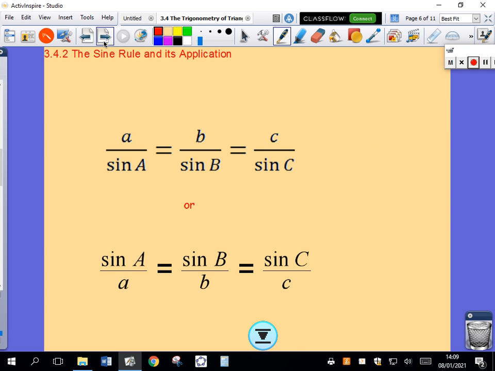Okay, and obviously if fractions are equal, then their reciprocals are equal, so we can write it this way as well: a over sine A is equal to b over sine B equals c over sine C, or we can write it as sine A over a is equal to sine B over b is equal to sine C over c. Generally we use the first form if we're looking for a missing side, and the second form if we're looking for a missing angle. In our next lesson we look at applying that. Okay, but you've got to be able to derive those things.